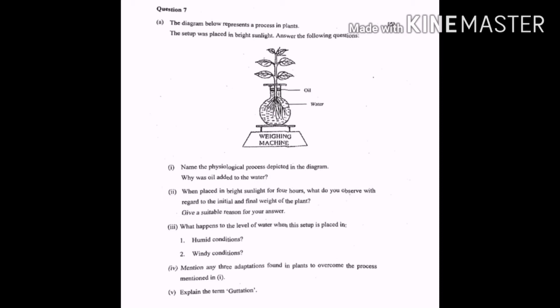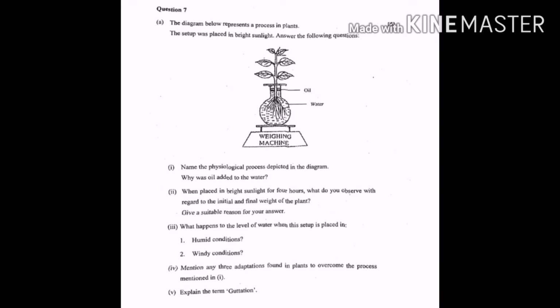The next question that follows is, when placed in bright sunlight for 4 hours, what do you observe with regard to the initial and the final weight of the plant? Give a suitable reason for your answer. So, the answer is, after placing the setup under sunlight for 4 hours, the final weight will be lesser than the initial weight. Why? This is because there will be transpiration from the aerial parts of the plant, and through transpiration water loss takes place. So, the volume decreases.